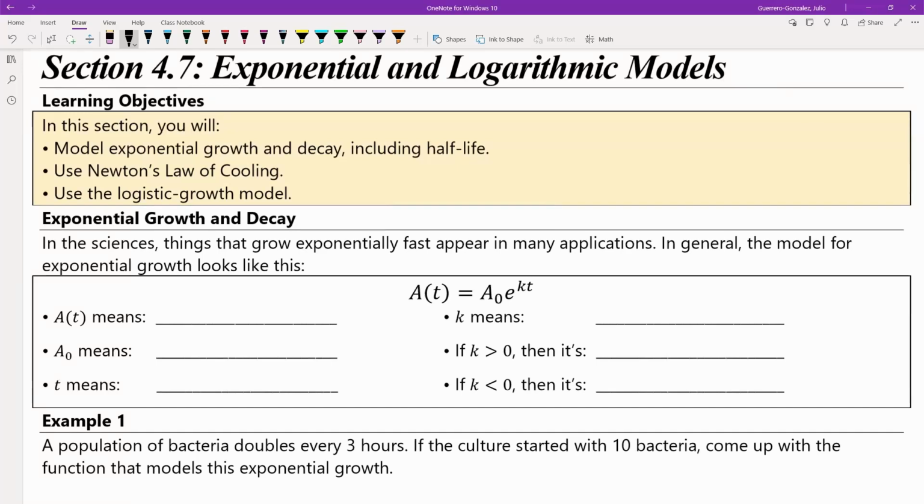Hello everyone, this is the lecture for section 4.7, exponential and logarithmic models. So all through sections 4.1 through 4.6, basically everything up to now from chapter 4, we've learned just how to play around with exponents and logarithms, right? Now we're going to put them to use, okay?